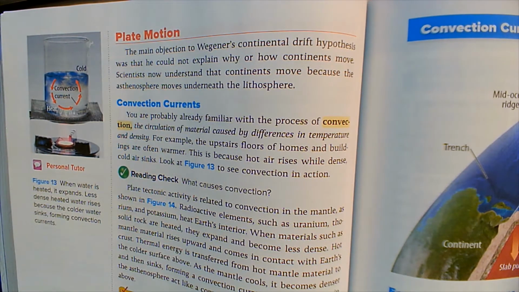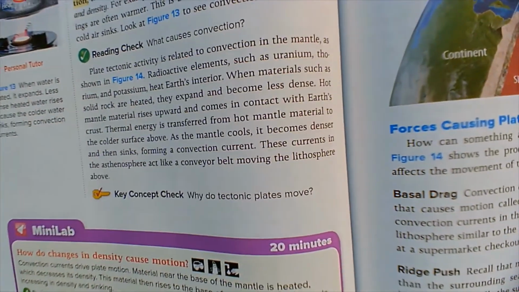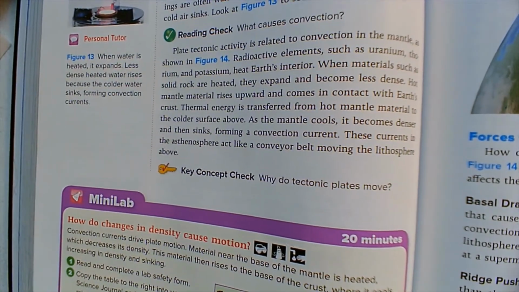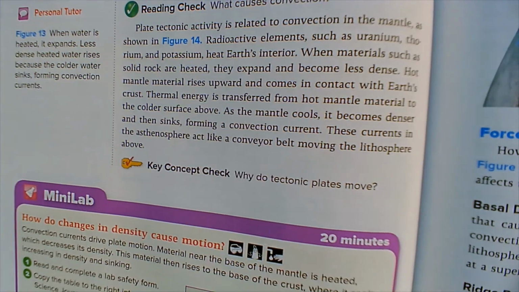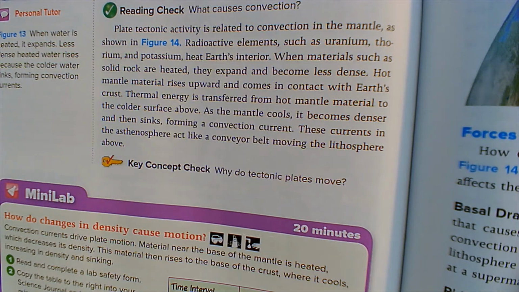Reading check. What causes convection? So convection is simply caused by the differences in density and temperature. All right, looking at, let's see, let me move this down a little bit. So plate tectonic activity is related to convection in the mantle, as shown in figure 14. Radioactive elements such as uranium, thorium, and potassium heat Earth's interior.